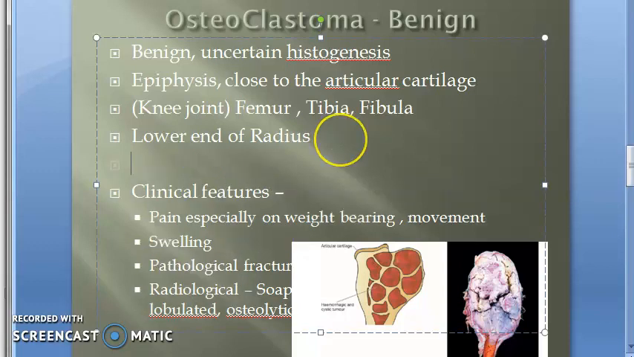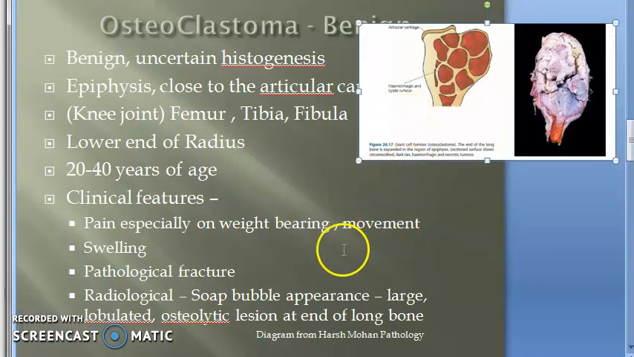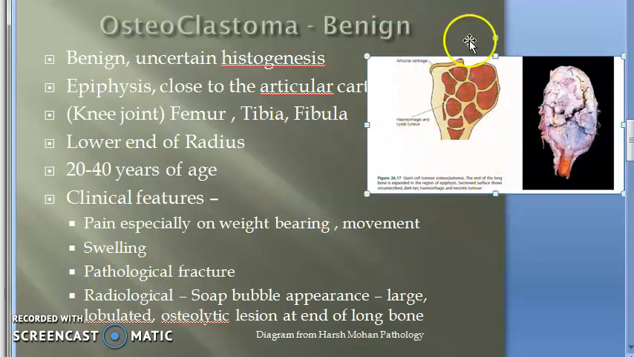Okay. So let us put that here. 20 to 40 years of age. What will they present with? Pain, especially on weight bearing and movement. There can be swelling, pathologic fracture. Radiologically, you will see soap bubble appearance. This is osteoclastoma, giant cell tumor of the bone. Soap bubble appearance, large lobulated osteolytic lesion at the end of the long bone.